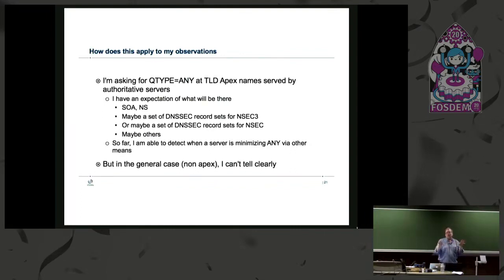Think about this in a more generic case where I don't know what this name is. Is it an Apex? Is it not an Apex? I don't know. If I get back one record set, I might think that is all it has. So there is some uncertainty in my mind about the way this RFC has recommended coming back, not doing the full thing.